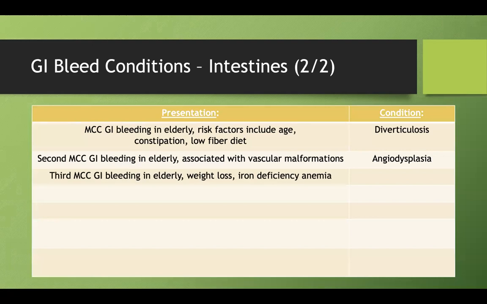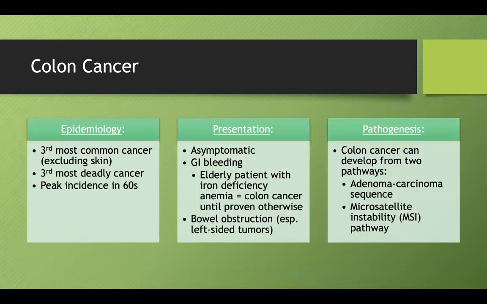The third most common cause of GI bleeding in the elderly, this will definitely present with other symptoms like weight loss, iron deficiency anemia. Now we're talking about colon cancer. So if we go to our colon cancer slide from before, you'll notice there's GI bleeding as a symptom. And that's why anybody who has iron deficiency anemia in the elderly, they always want you to order a colonoscopy to make sure that it's not colon cancer.